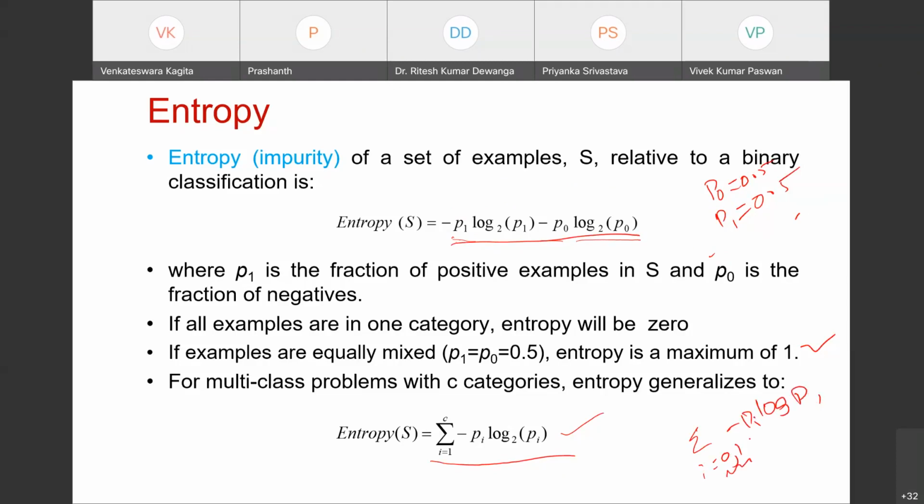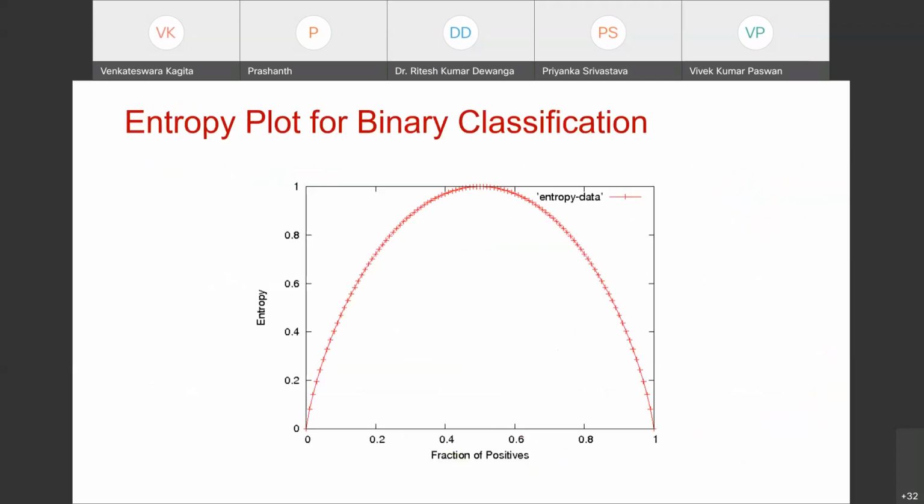Okay, so instead of 0, 1, we are generalizing it to i equal to 1 to c for a multi-class classification problem. If you see the figure, this is the entropy versus the fraction of positives. If the fraction of positives is 0, it means all the instances belong to the negative class, so we get entropy 0. The other extreme is all instances belong to the positive class, so this is also entropy 0. In both cases impurity is 0 because they're completely pure. All the instances belong to only one class.